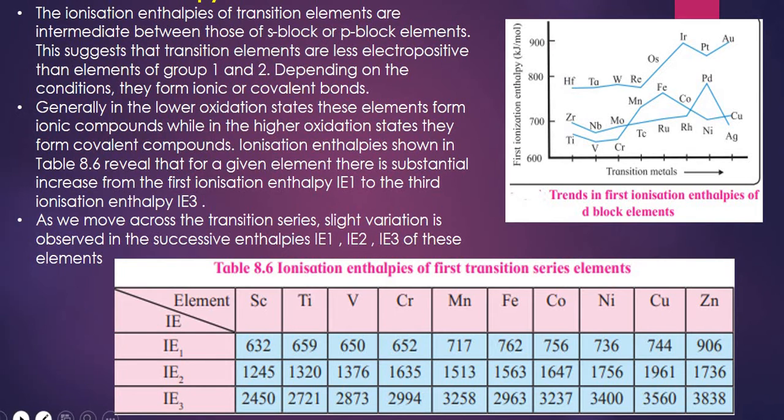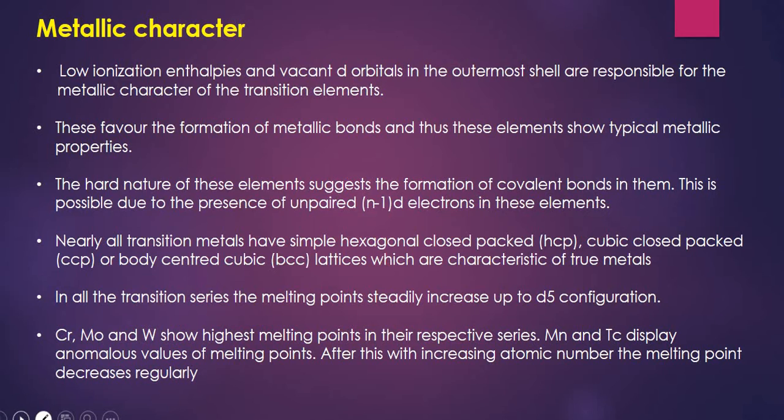Now the next is metallic character. Low ionization enthalpies and vacant d orbitals in the outermost shell are responsible for the metallic character in transition elements. These favor the formation of metallic bonds, and they have typical metallic properties also. They are hard in nature. They also form covalent bonds, and it is only possible because there are unpaired electrons present in their d orbitals or penultimate d subshells.